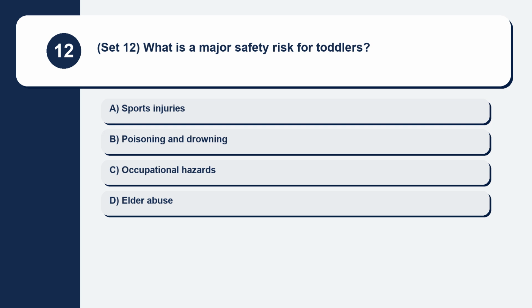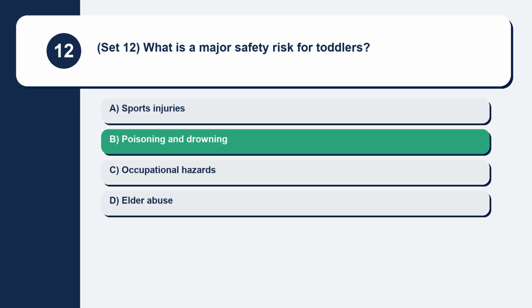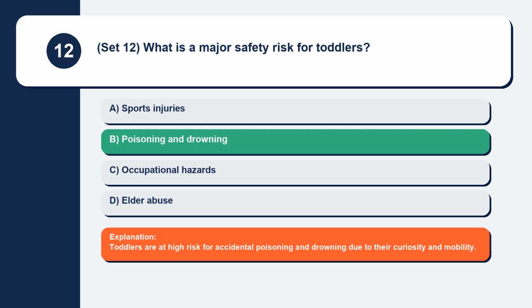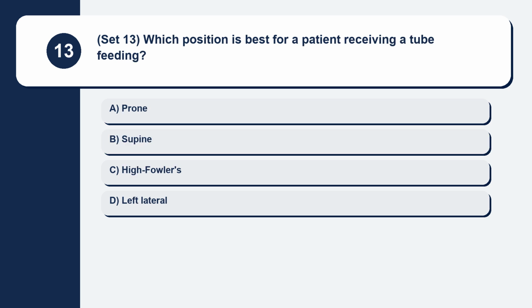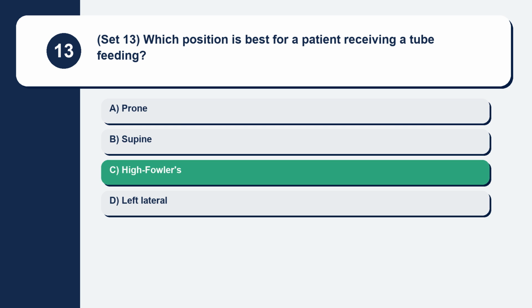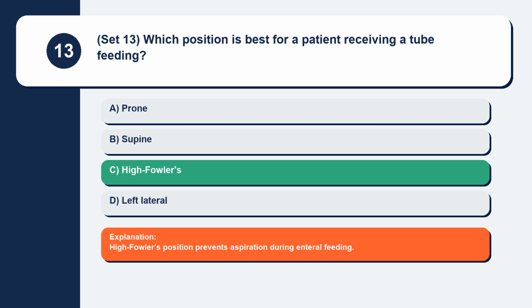Question 12. Set 12. What is a major safety risk for toddlers? Sports injuries, poisoning and drowning, occupational hazards, elder abuse. Toddlers are at high risk for accidental poisoning and drowning due to their curiosity and mobility. Question 13. Set 13. Which position is best for a patient receiving a tube feeding? Prone, supine, high Fowler's, left lateral. High Fowler's position prevents aspiration during enteral feeding.